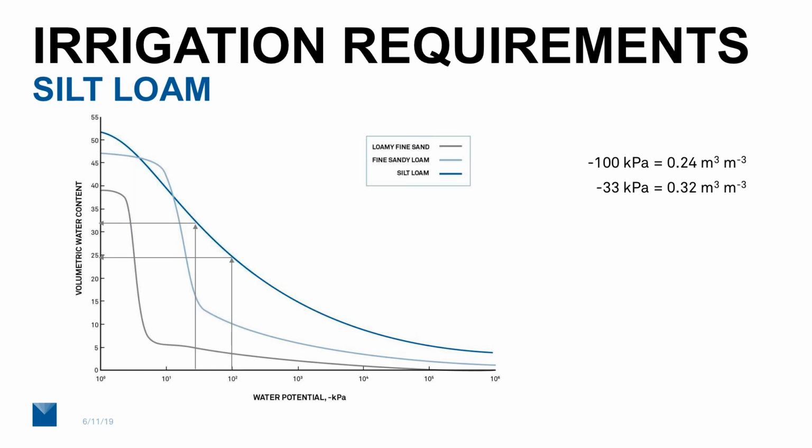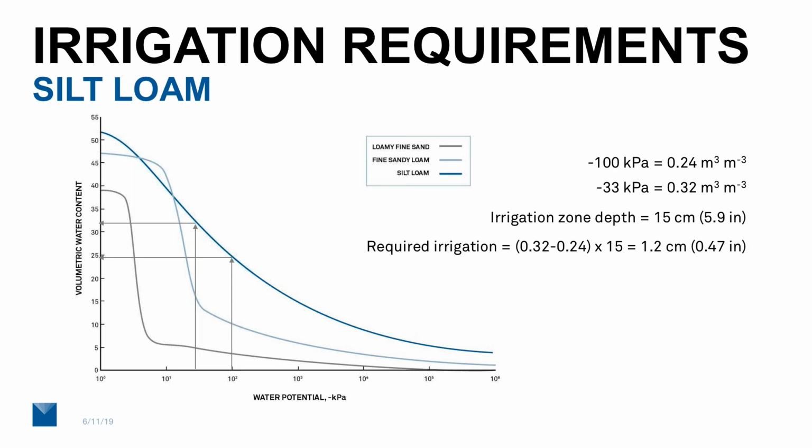All right. So now we know what our set point is and our current point. For our irrigation zone, let's take as an example a 15 centimeter deep root zone that we're trying to irrigate to, or 5.9 inches. To calculate our irrigation requirement, we take the difference of our set point minus our current point and multiply that by the rooting zone depth. That means we're going to have an irrigation requirement for this silt loam soil of 1.2 centimeters or 0.47 inches.